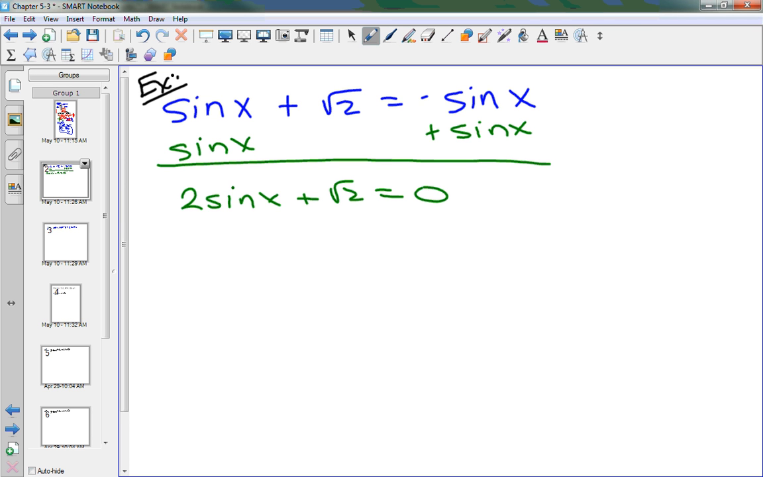I need to solve this thing for x. What do? So 2 sine of x is equal to negative square root of 2. Right? Now what? Divide by 2.